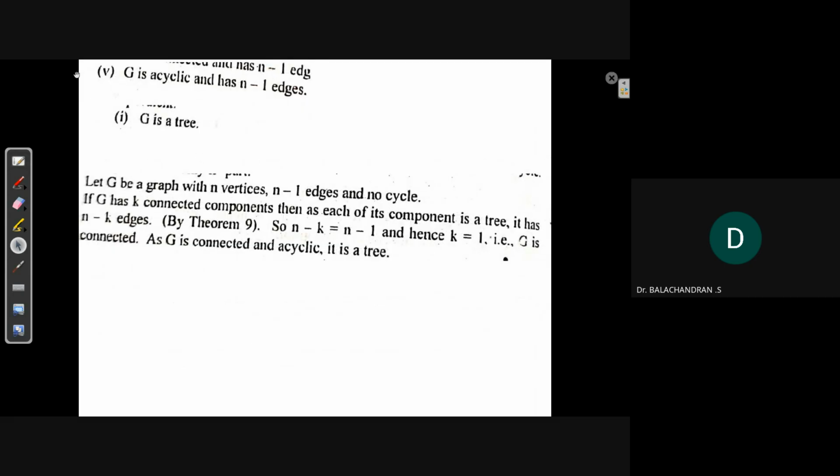And fifth, I should assume 5 and then prove the first one. So what is 5? G is acyclic and has n minus 1 edges. So you need to prove G is a tree.